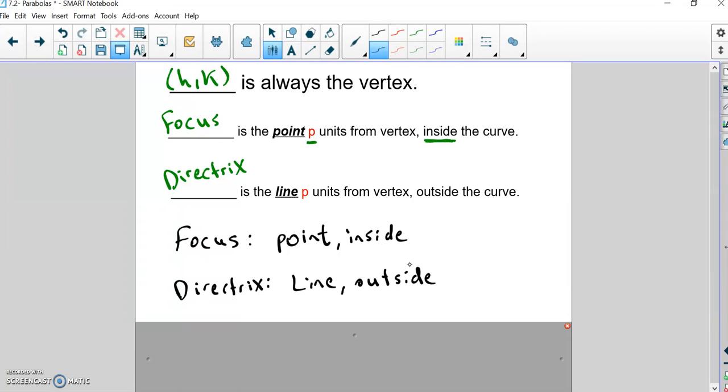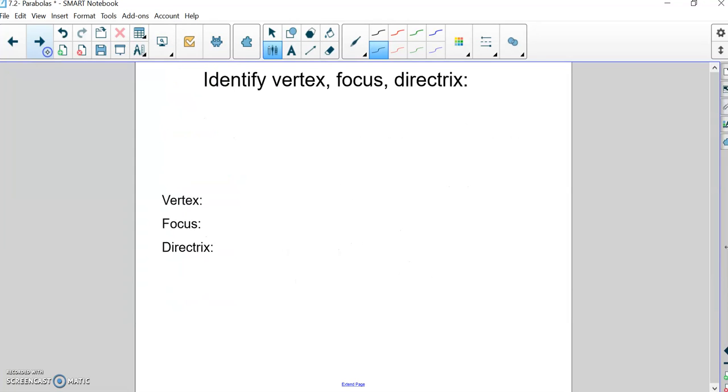So I'm going to start out here with a couple word problems, and then if I have time at the end, I will show you a little bit of how this works with the graphing. So, first of all, let's try one like this.